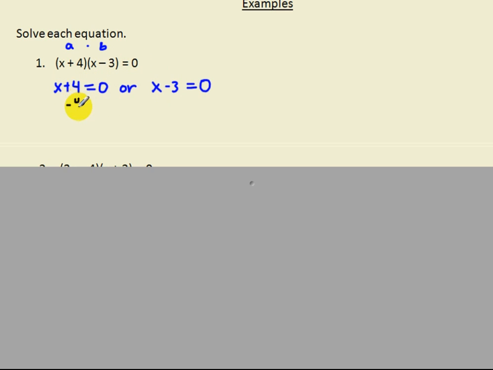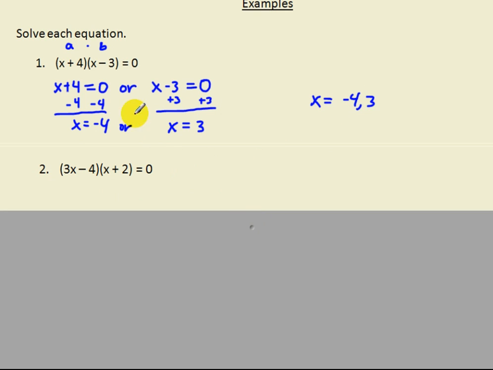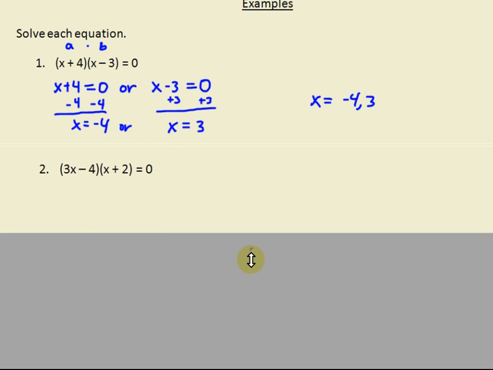Of course, here we would subtract 4 from each side to solve for x, and we get x = -4, or add 3 to each side, and we get x = 3. You could see this written as x = -4 or x = 3, or you could also see it written as x = -4, 3 to show that x can be either one of those two values. Those are both solutions to this equation.